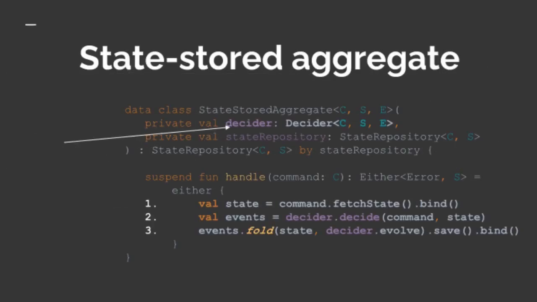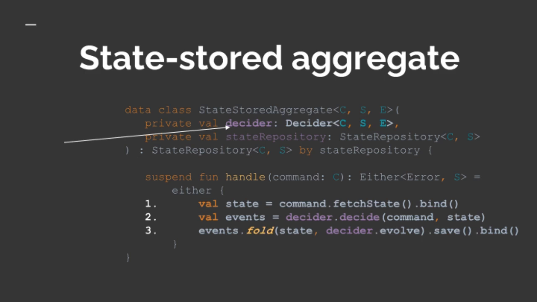A state stored aggregate is fetching the current state by using fetchState method from the state repository. It then delegates the current state and the command to the decider, which will produce a new list of events. Finally, the list of events will be folded to the new state by using the decider evolve function, and the new state will be stored via save function from the state repository.